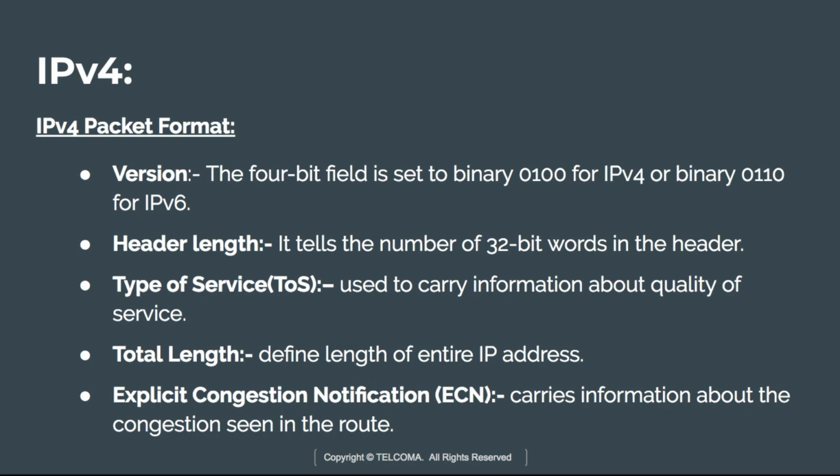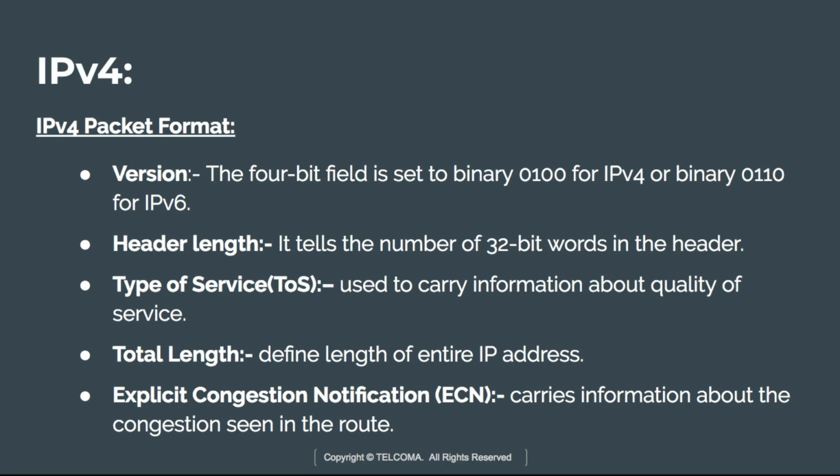The first one is the version. The version indicates that the 4-bit field is set to binary 0100 for IPv4, and if it contains a value like 0110, then it means this is an IPv6 packet. So this first field of the IPv4 packet tells about the version of the packet format.